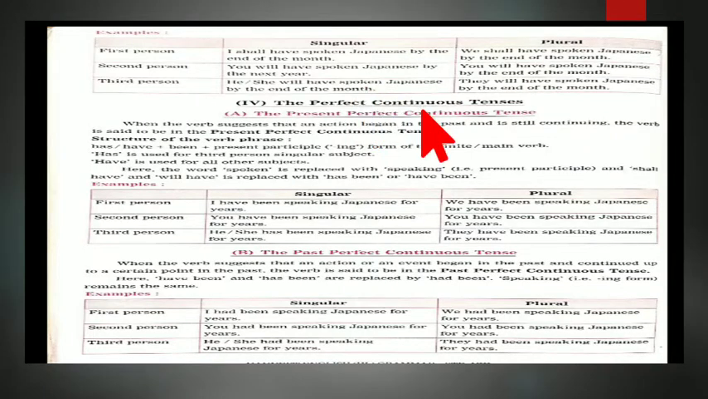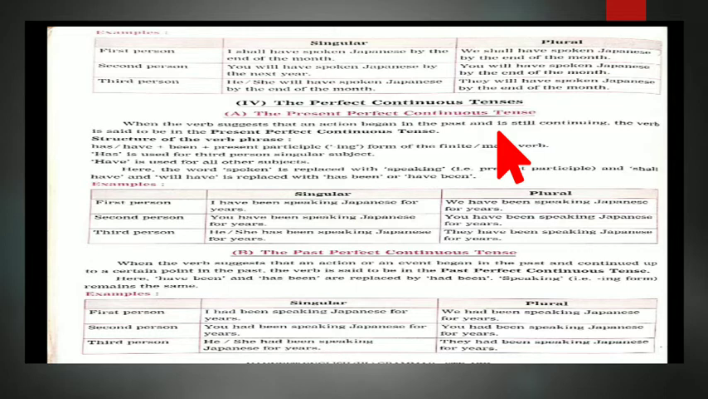Now coming to the third form, that is the perfect tense. Now what do you mean by perfect tense? Students, when the verb suggests that an action has begun in the past and has just got over at the time of speaking, the verb is said to be in the present perfect tense form. That means the action had begun in the past and just got over at the time of speaking.